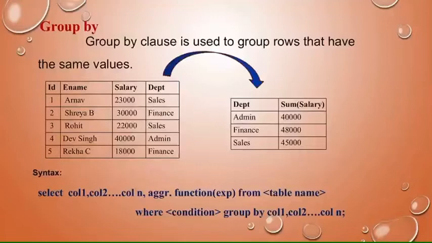Here the syntax is select column 1, column 2 up to column n, then comma, aggregate function within brackets expression, from table name, then where condition, group by column 1, column 2 up to column n.